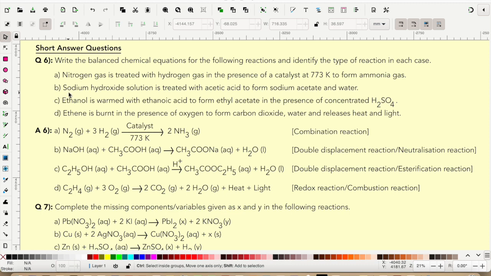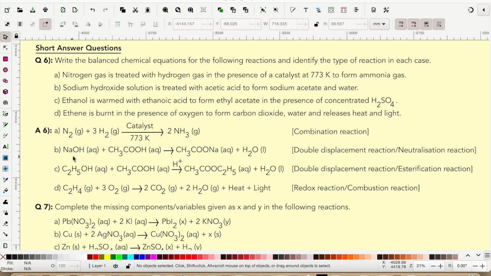Second reaction is sodium hydroxide solution is treated with acetic acid to form sodium acetate and water. Balanced chemical equation is given as NaOH aqueous plus CH3COOH aqueous gives CH3COONa aqueous plus H2O liquid. This is double displacement reaction.